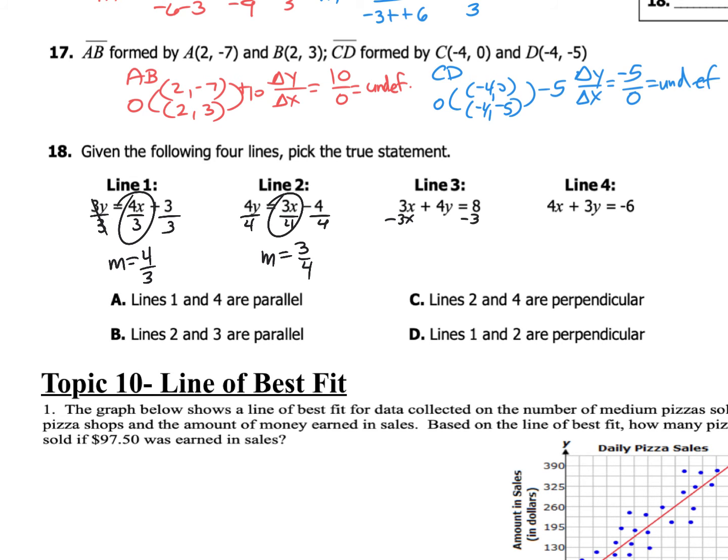All right, this one's a little more work. Subtract 3x. So I get 4y equals negative 3x plus 8. Divide by 4. There it is, negative 3/4.